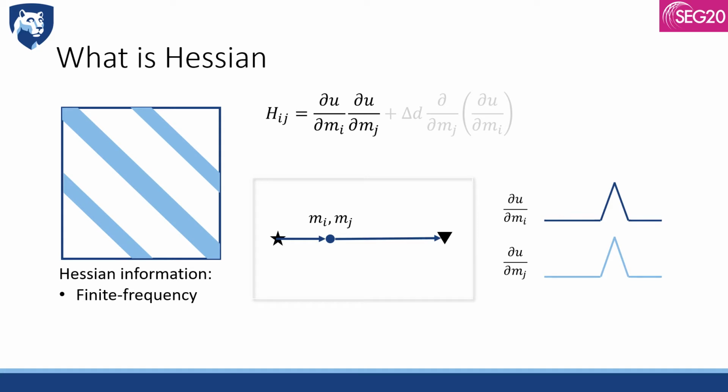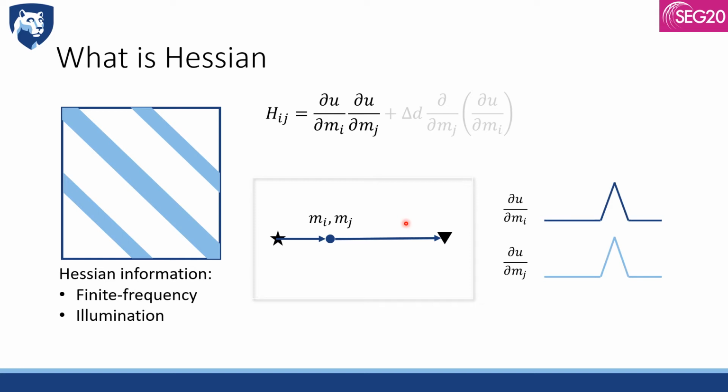And then the wave travels shorter. The arrival will be earlier. And also, there will be less geometric spreading, so the amplitude will be larger, and the Hessian element will be larger as well. In other words, the values of the Hessian elements can indicate the illumination information, which captures the source-receiver geometry. So far, we have only discussed the monoparameter case.